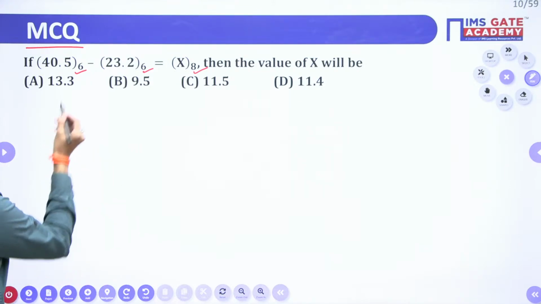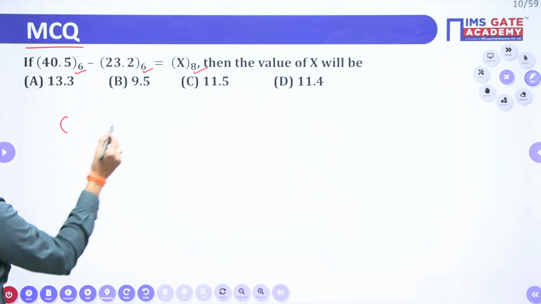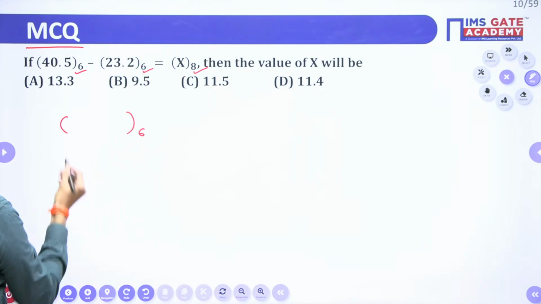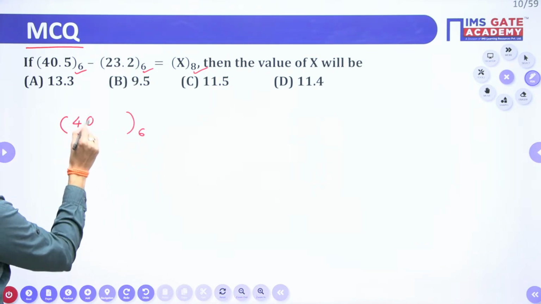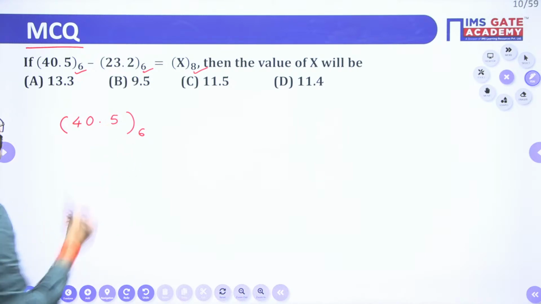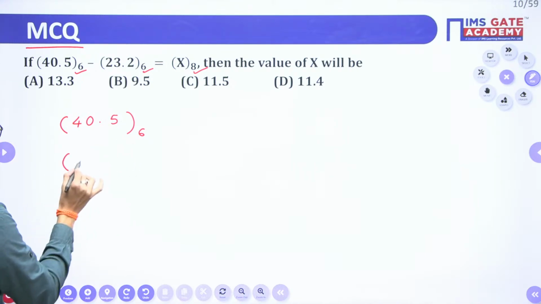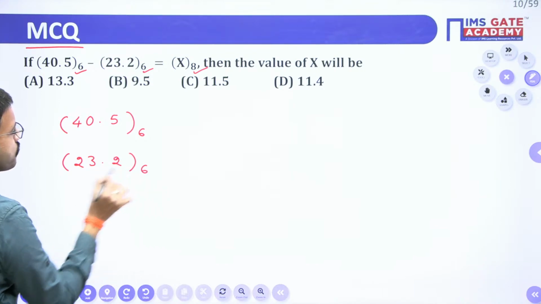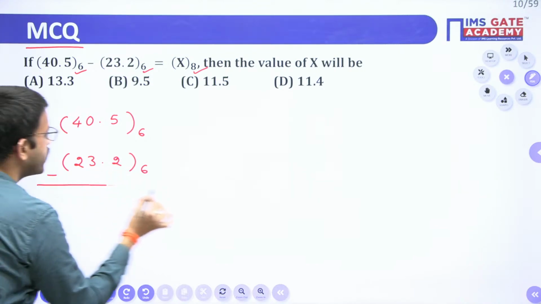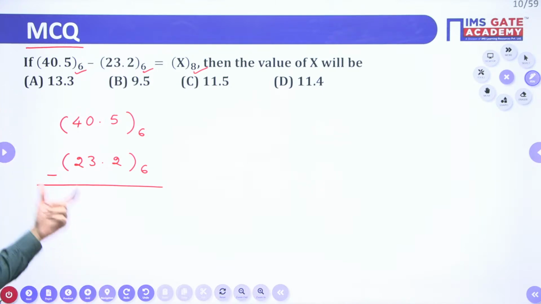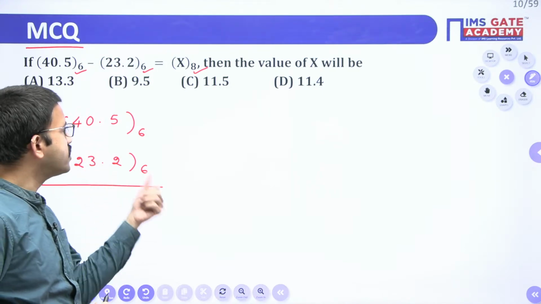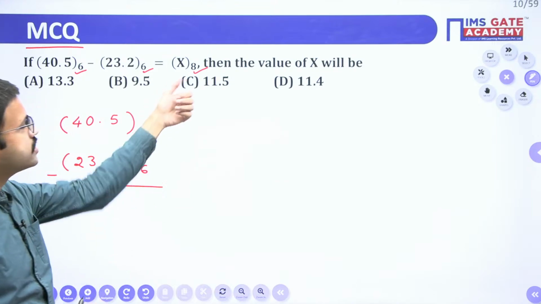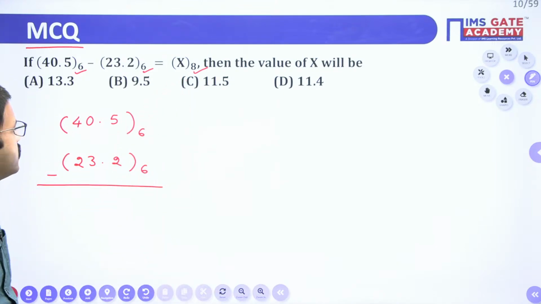So on the left hand side, if you observe, they have given two numbers. One number is 40.5, base 6. Another number is 23.2, base 6. And you have to perform subtraction of these two numbers. If you perform subtraction, obviously you will get base 6, but they have asked for the corresponding octal. Regarding that we'll discuss. First let us focus on the base 6 subtraction operation.